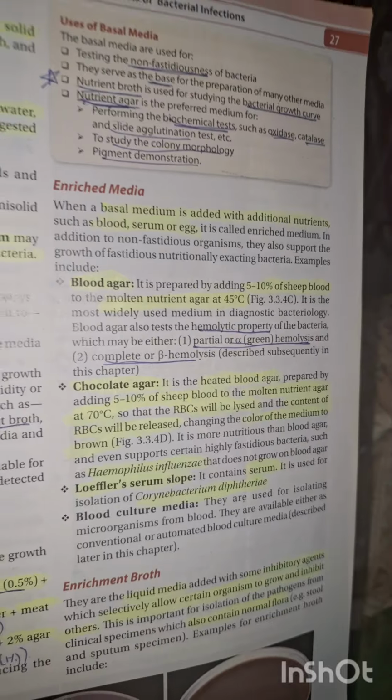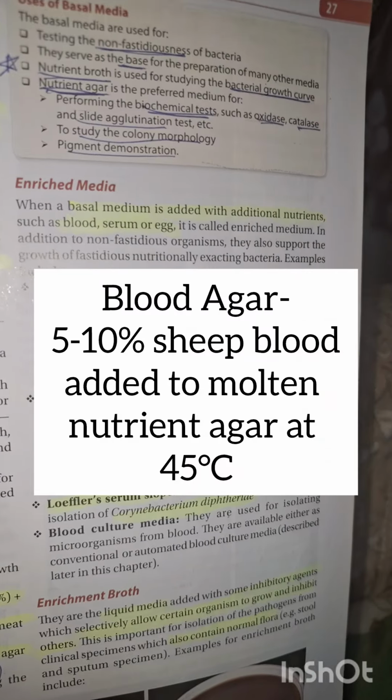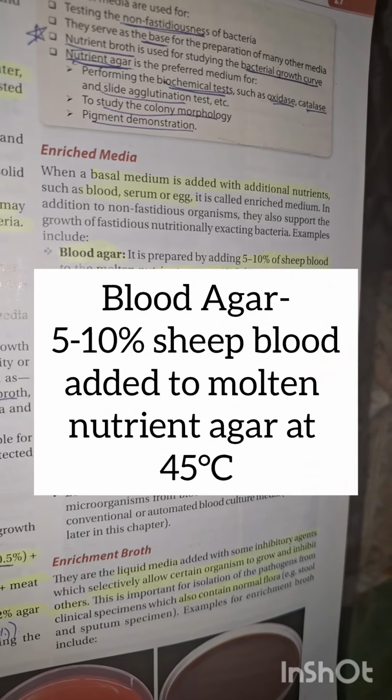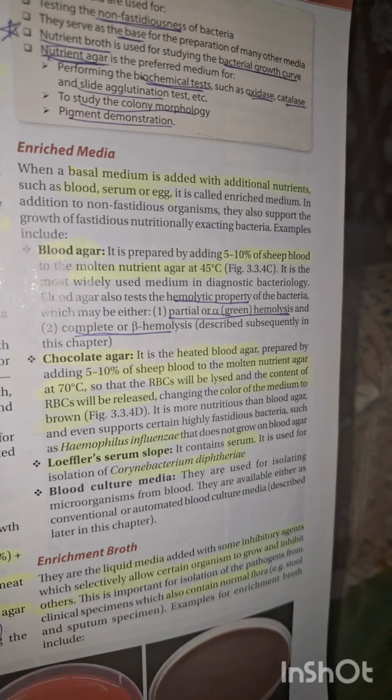So examples include the blood agar. Blood agar is prepared by adding 5 to 10% of sheep blood to the molten agar at 45 degrees Celsius. It is the most widely used medium.